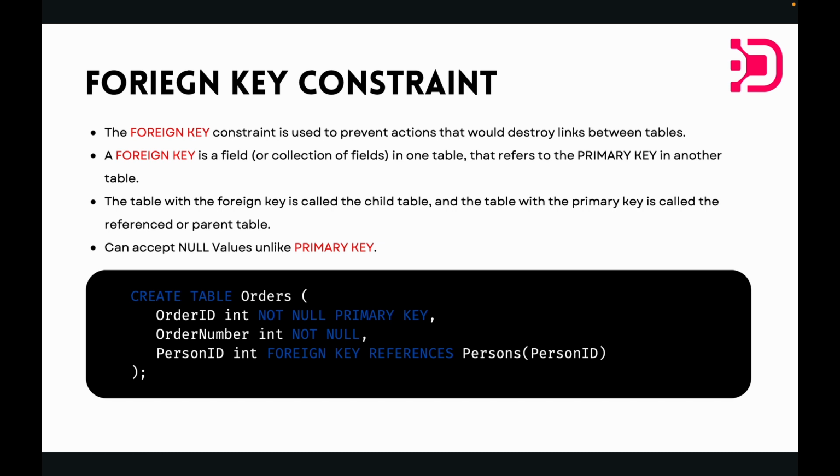So I've got a code sample with the creation of a table orders with the order ID, which is the primary key, order number, and person ID, which is the foreign key that references the person ID column in the parent table, which has the name persons. So that's a little bit about the foreign key.